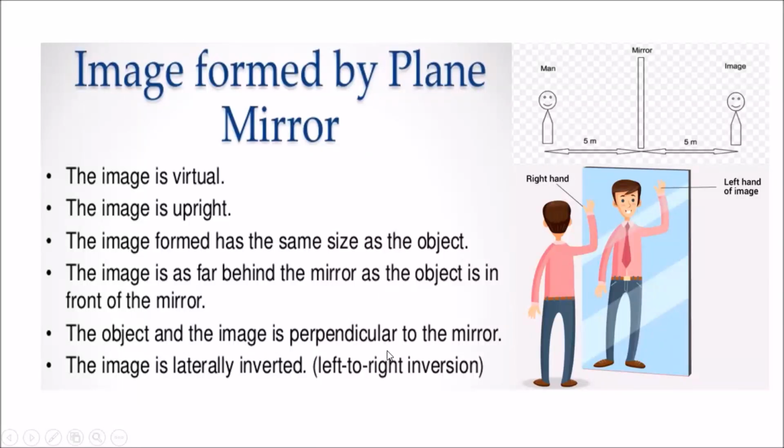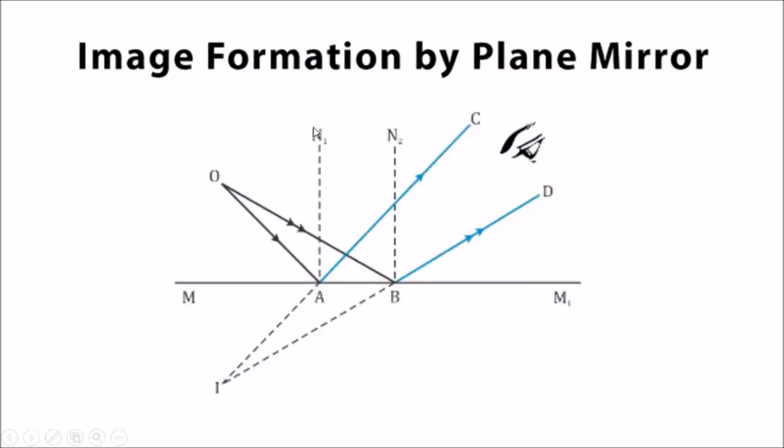The object and image are perpendicular to the mirror. You can see they are perpendicular to the mirror, and this is very interesting. The image is laterally inverted, which means the left of the object becomes the right of the image and vice versa, and this is called lateral inversion. Now, to explain one of the properties of image, that the object distance is equal to the image distance in the plane mirror, we have this ray diagram. Again, for this, the video has been uploaded. You can have a look at the I button.